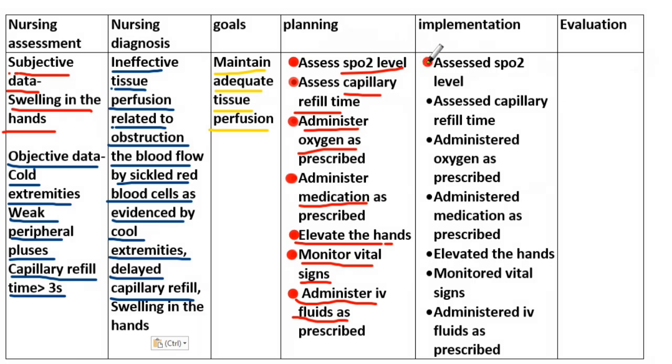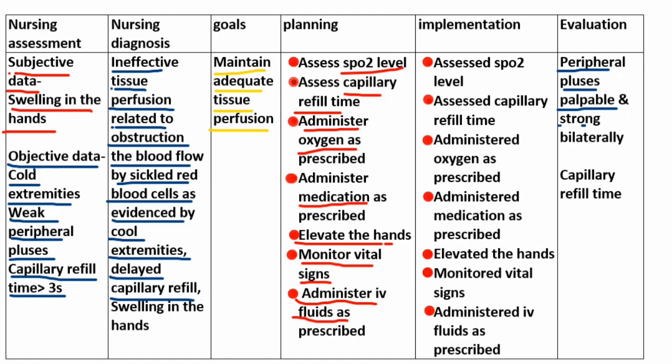Implementation. Assessed saturation level. Assessed capillary refill time. Administered oxygen as prescribed. Administered medication as prescribed. Elevated the hands. Monitored vital signs. Administered IV fluid as prescribed. Evaluation. Peripheral pulse palpable and strong bilaterally. Capillary refill time.